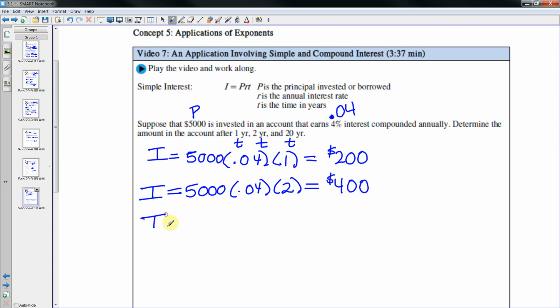Okay, let's see what we would make after 20 years. This is good to know if you have a savings account, if you have any kind of account where you're drawing interest. Times 0.04 times 20 years. I would think we're going to make quite a bit of money. 5,000 times 0.04 times 20 years, we make $4,000. We almost double our money. That's how we use percents.